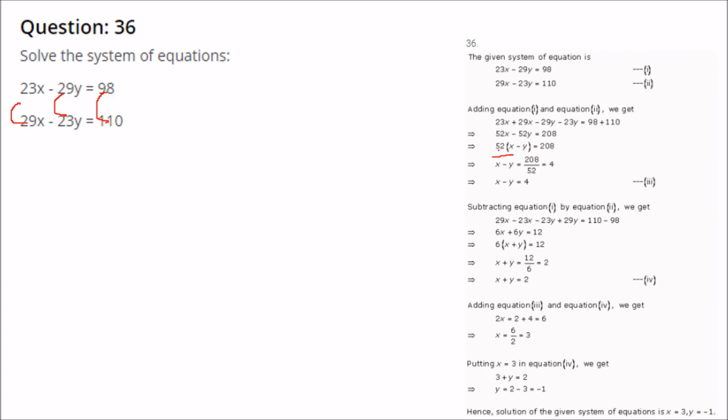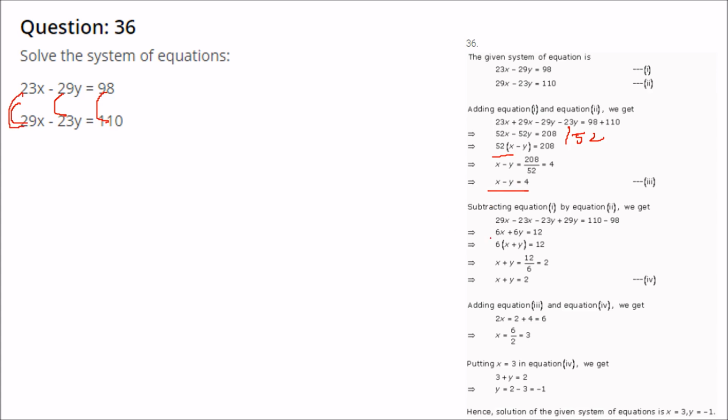Take 52 common, or you can say divide the whole equation by 52. This will be x minus y equal to 208 divided by 52, which is 4. So x minus y equal to 4 is one equation, an easier equation. Now let us subtract them.